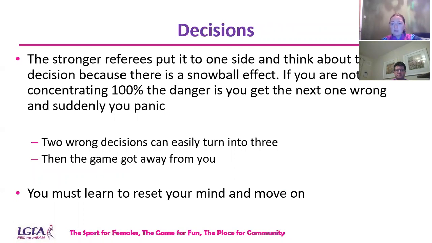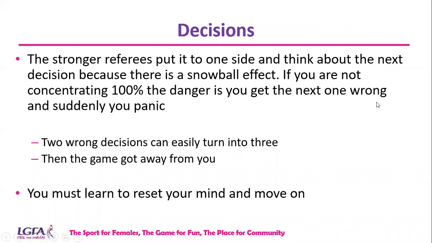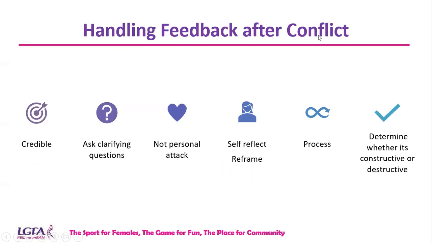If you make a wrong decision, you have to leave it. Think about the next ball, or it'll turn into a snowball effect. If you're not concentrating 100%, the danger is you get the next call wrong and the next call, and suddenly a panic sets in. Two wrong decisions can easily turn into three, then four, then five. Then the game gets away from you. You must learn to reset your mind and move on to the next ball. That comes with time and experience and practice. It's not an easy skill to master, but it's definitely one that's worthwhile.